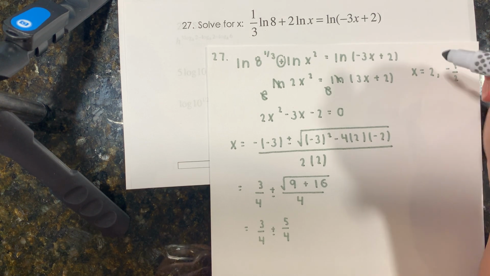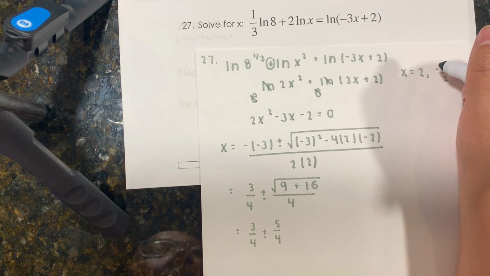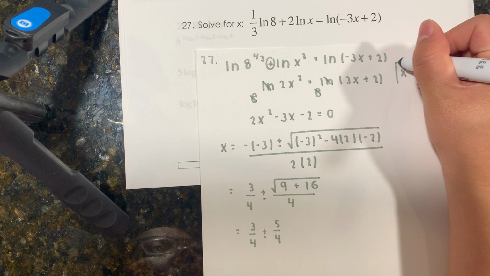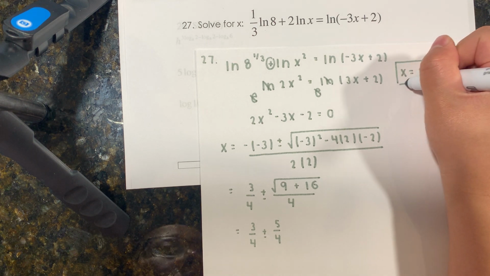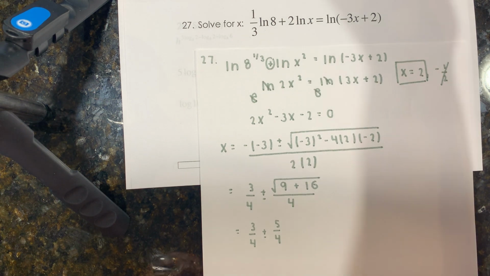But remember that you can never take the log of a negative number. So if you plugged in that negative 1/2, it would be ln of negative 1/2. You can never take the log of a negative or the natural log of a negative. So your only answer is going to be x is equal to 2.